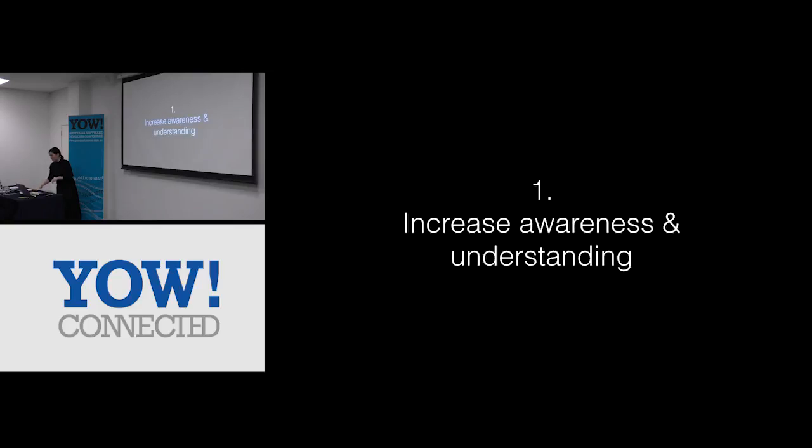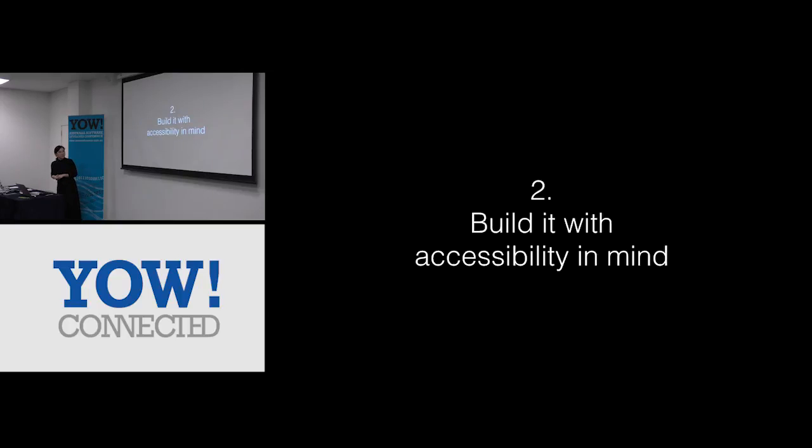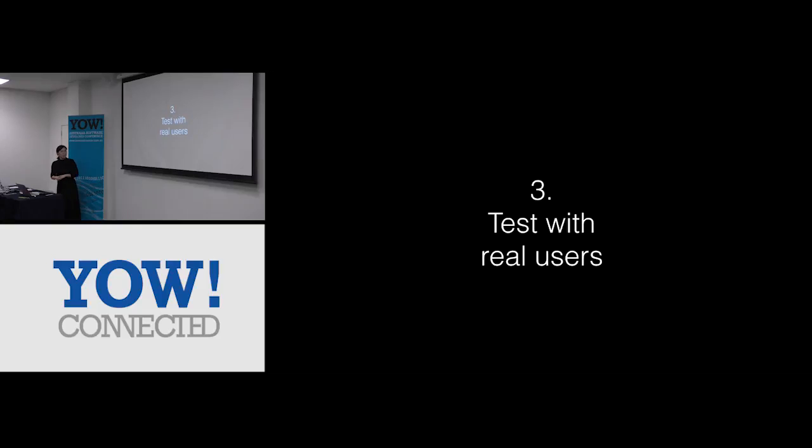Okay, so a bit of a recap. So building accessibility in starts with culture, increase awareness and understanding with your team. Build it with accessibility in mind, makes a better experience for everyone. And last but not least, test with real users, because you will be surprised.